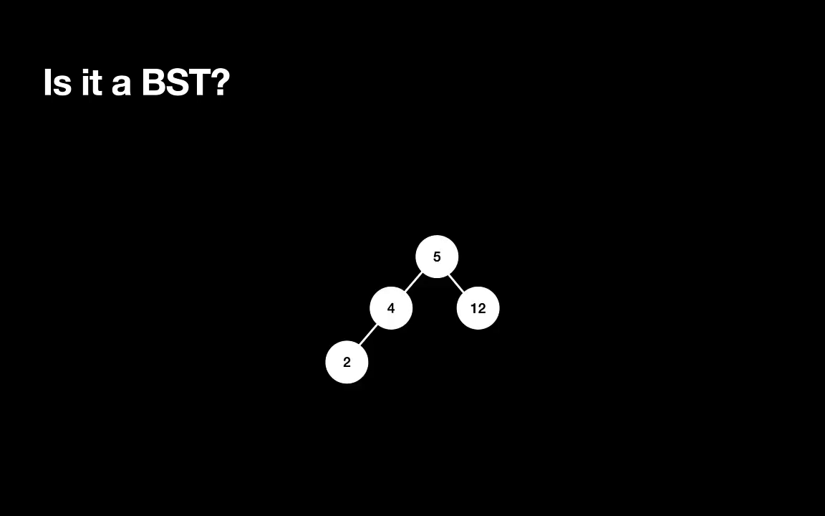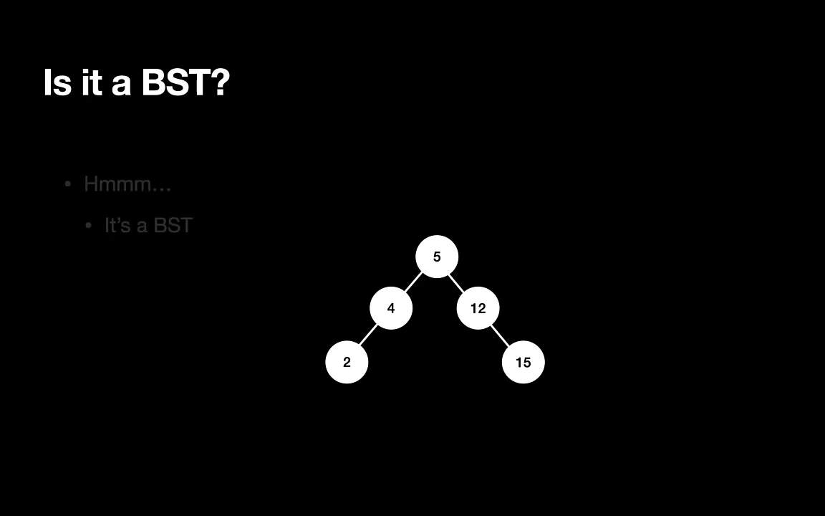Let's take a look at this example. Let's think about 5. Is everything in its left subtree less than 5? Sure, 4. Is everything in its left subtree less than 4? Sure. And it's definitely a binary tree. This one looks like it passes our test, so it's a binary search tree.